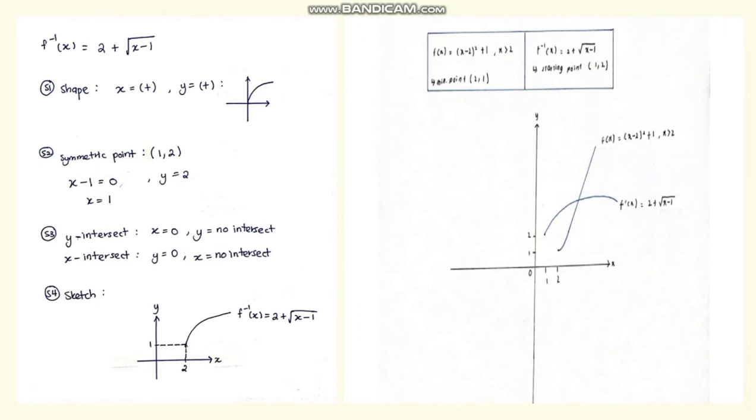The third step is to find the y-intercept and x-intercept. When x is 0, y has no intercept. When y is 0, x also has no intercept. Then we can sketch the graph of the inverse of f(x) as shown. Now we have sketched the graph of f(x) and its inverse. Now we need to combine these two graphs on the same coordinate axis, so we combine them to get the final answer for Question B.